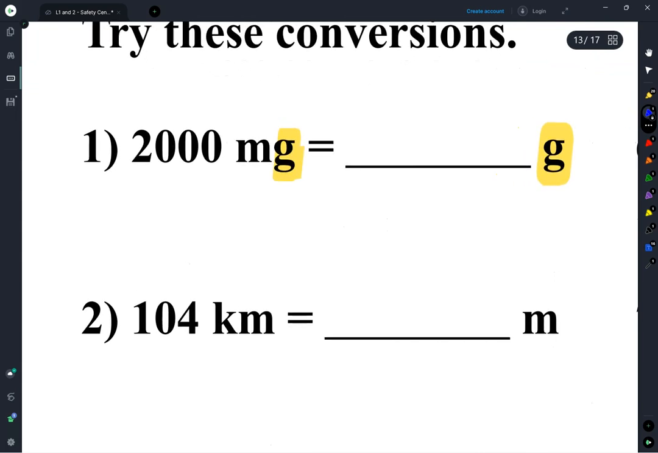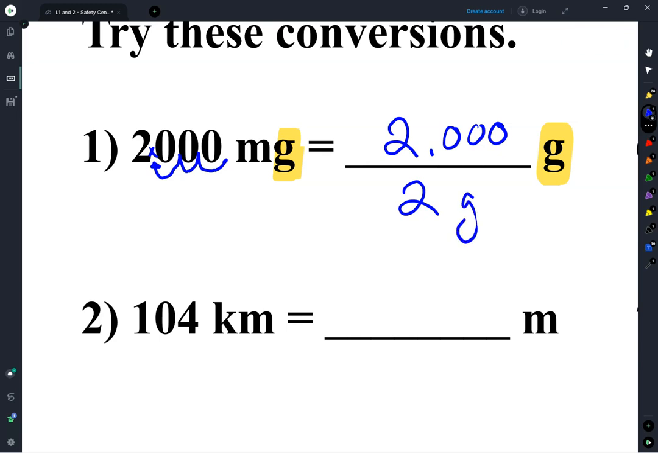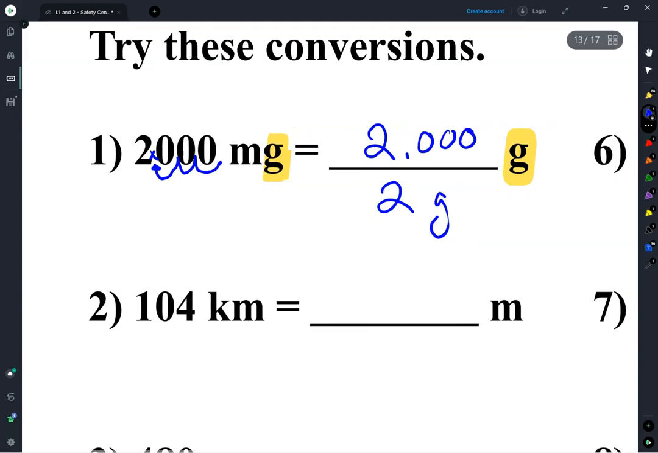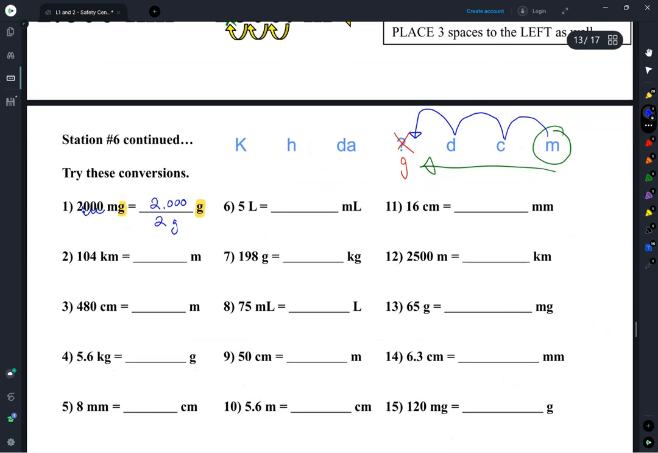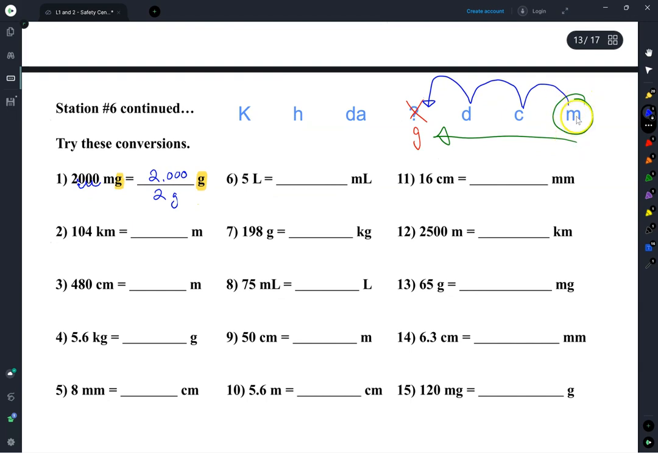I don't see a decimal place here, so I can assume it's at the very end. We're going to jump once, twice, 3 times to the left, and that's where my decimal is going to be now. So I will accept that as 2.000 grams, or just leave it as 2 grams is also acceptable. Alright, so 2,000 milligrams is equivalent to 2 grams, and all you need is this lovely acronym at the top. Just count where you're going to. If you jump to the left, move the decimal to the left. If you're jumping to the right, move the decimal to the right. However many jumps are required here is the same number of jumps the decimal place will move as well.